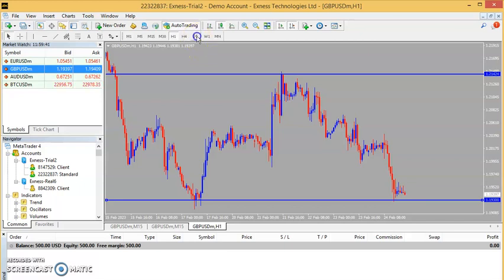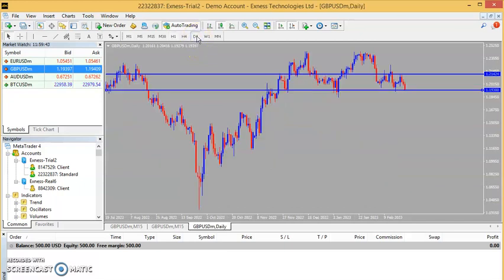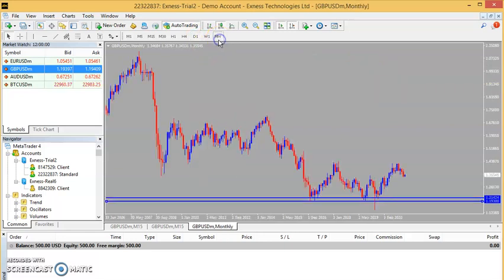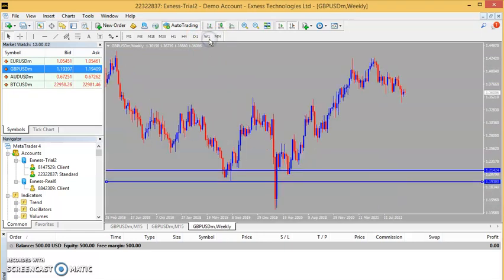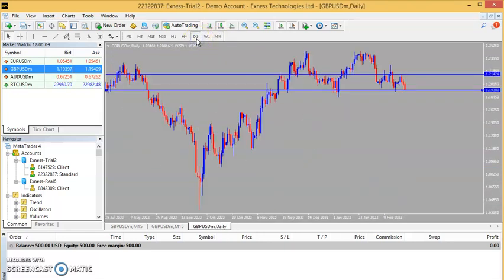So you always have to do your top-down analysis to know where the market is going and where the market is coming from. Then you trade in line with the overall trend of the higher time frames. Okay, so this is D1. Now we have monthly, we have weekly, and we have daily all the way down.